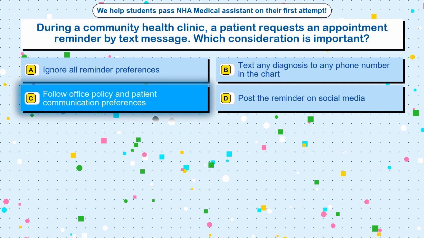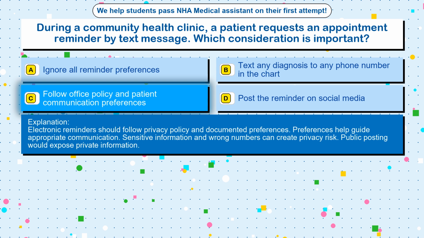The correct answer is option C. Follow office policy and patient communication preferences. Electronic reminders should follow privacy policy and documented preferences. Preferences help guide appropriate communication. Sensitive information and wrong numbers can create privacy risk. Public posting would expose private information.